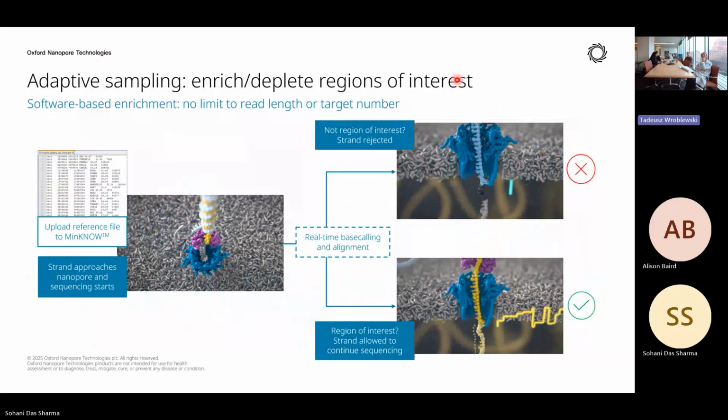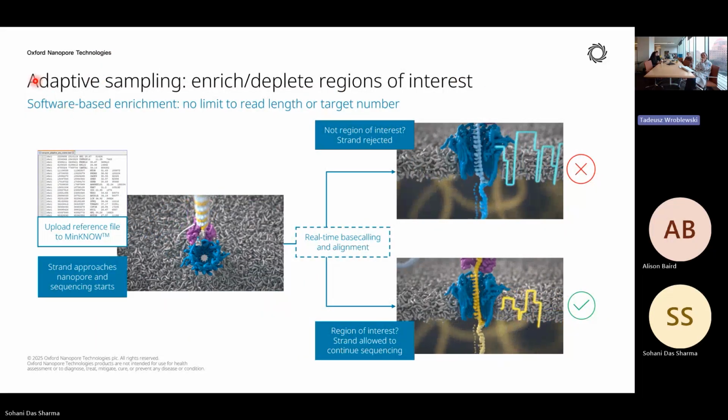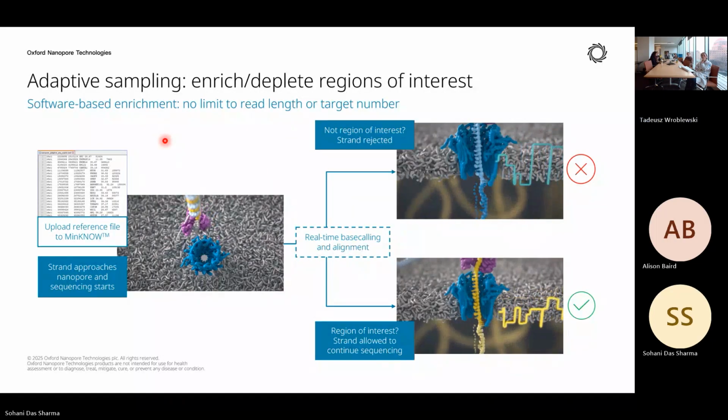I want to briefly mention this chemistry. It is called adaptive sampling. This is quite interesting, and it is also working quite nicely. I think it is more important in the context of targeted sequencing. First let me tell you what it is. Adaptive sampling is basically a software-based enrichment of a specific region of interest.